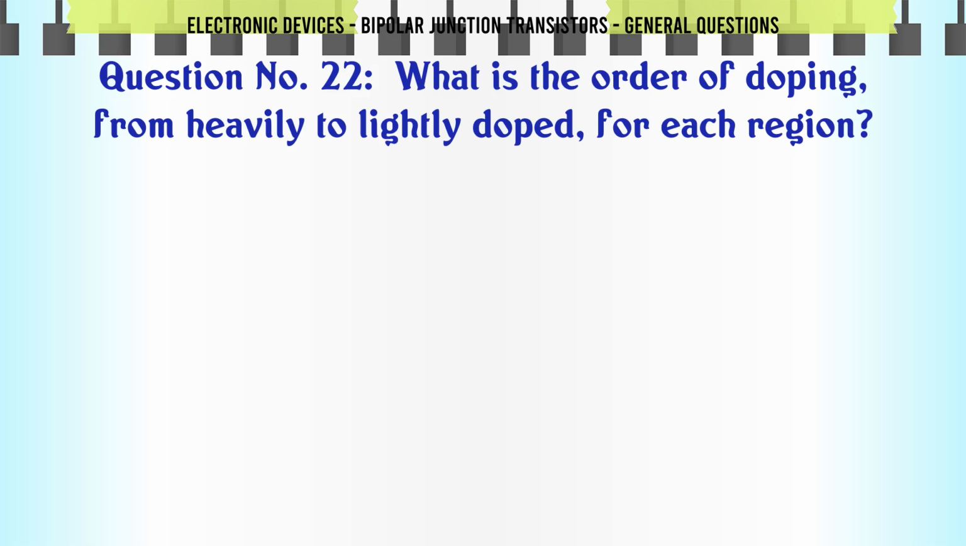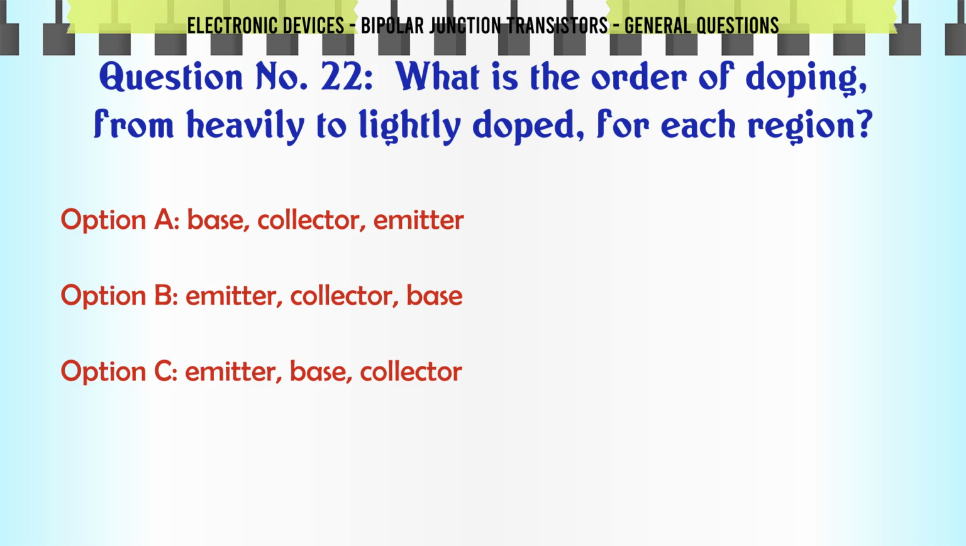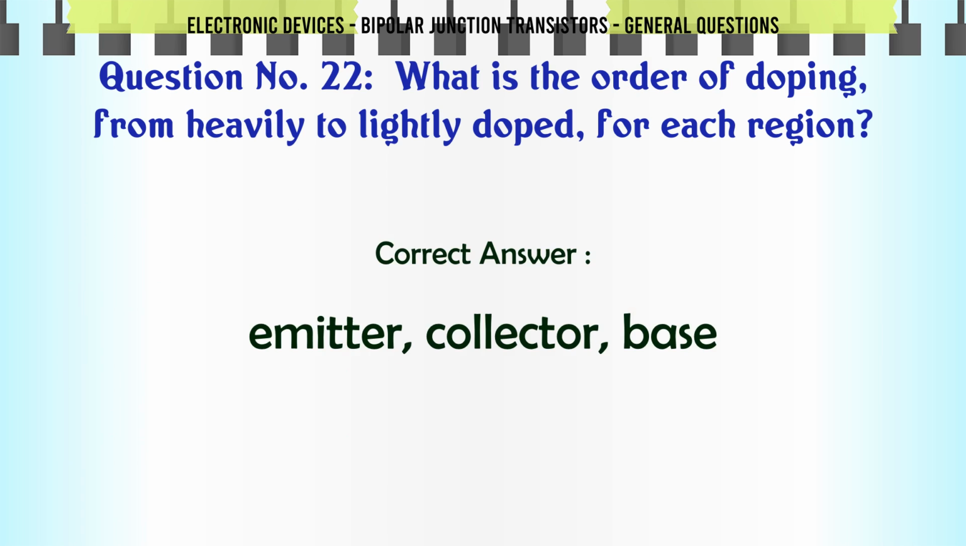What is the order of doping from heavily to lightly doped for each region? A base, collector, emitter; B emitter, collector, base; C emitter, base, collector; D collector, emitter, base. The correct answer is emitter, collector, base.